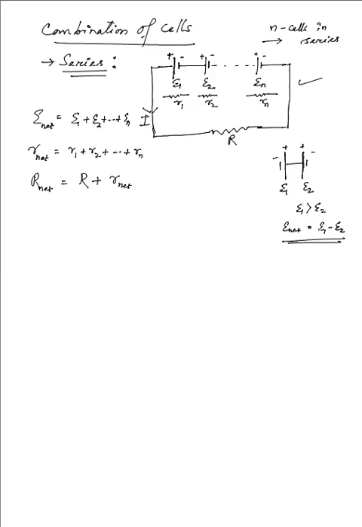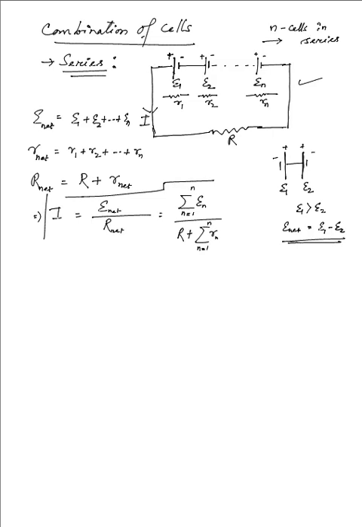So now what we have is that the current flowing across the circuit is obviously equal to the net EMF divided by the net resistance, in this case being equal to, now we can use a summation sign over there. We have the summation of En extending from 1 to N in this case, and we have R plus the summation of r extending from 1 to N in this case. So this is a very generalized formula for the combination of cells taken in series.